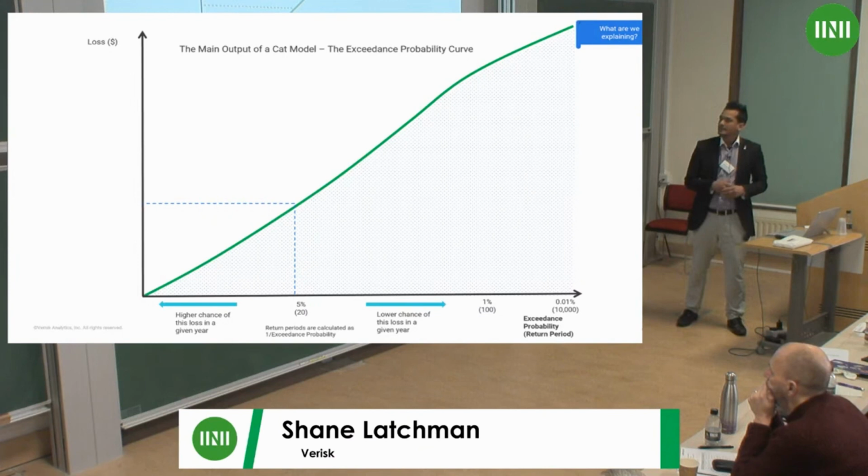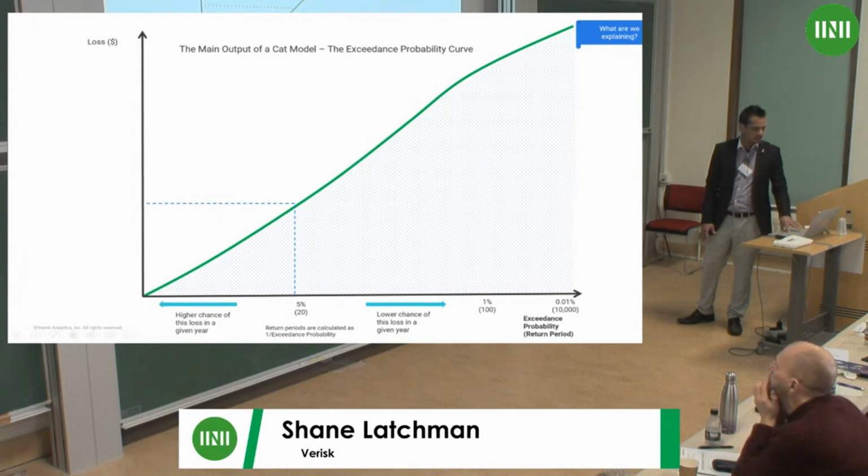So the x-axis is exceedance probability or return period, and then the y-axis is loss. So if you're an insurer, the insurance loss, if you're a reinsurer, the reinsurance loss. And then as you go to the right, things are less likely, so more losses. And as you go to the left, it's more likely, so you have less losses.